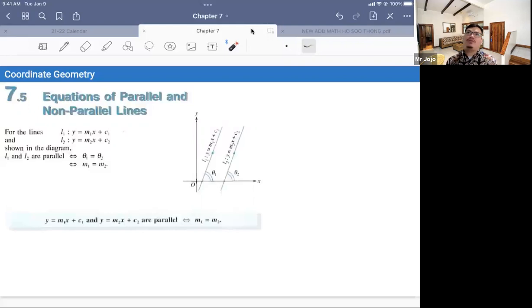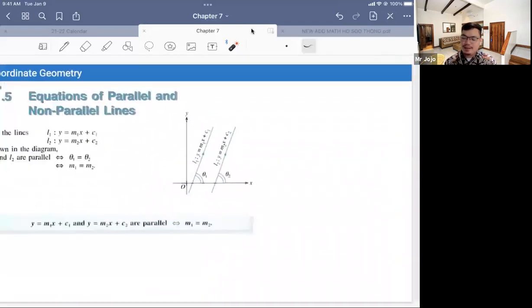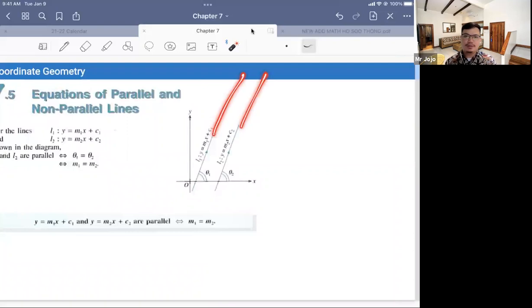Let's first review what is the definition of parallel lines. When lines are parallel, well, visually they look like this. Okay, so these two lines here are parallel to each other. That means even if you extend this as long as possible, they won't even intersect at one point. That's the definition of parallel lines.